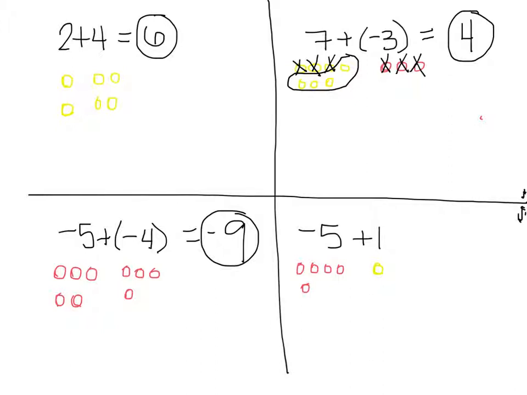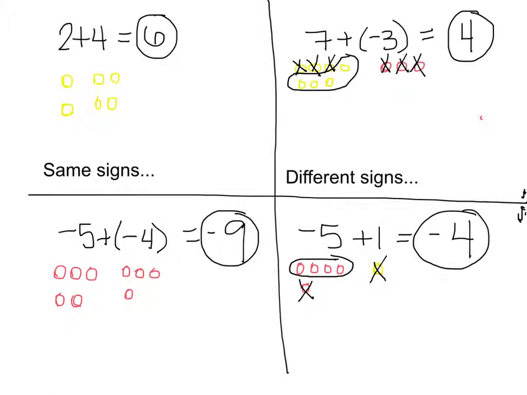Well, let's go ahead and battle them out. I have 1 positive soldier to 1 negative soldier. And I don't have any more to battle out because all my positives are gone. They've gone to 0. All my 0 pairs are gone. So I'm left over with 4 soldiers. But it's not just enough to say 4 soldiers. You have to recognize that they're on the negative side. So I'm going to write my negative sign. Negative 5 plus 1 is negative 4.